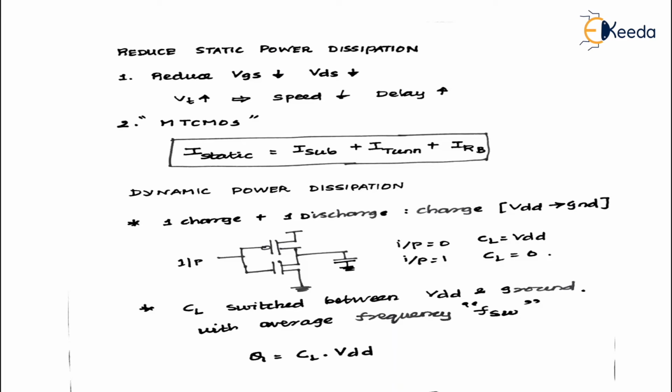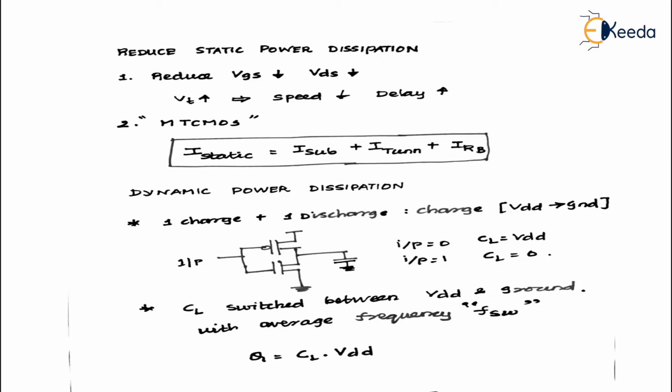So what is this dynamic dissipation? I told you already, there will be a switching power dissipation in your dynamic, that is causing the dynamic dissipation. So one charge plus one discharge. What is that one charge plus one discharge? If I give my input as 0, the load capacitance will be charged to VDD. If I give my input value as 1, it is going to discharge. The charged capacitor is going to discharge towards ground. There will be a path for discharging. So one charge plus one discharge. Okay, one time it is charging and another time it is going to discharge.